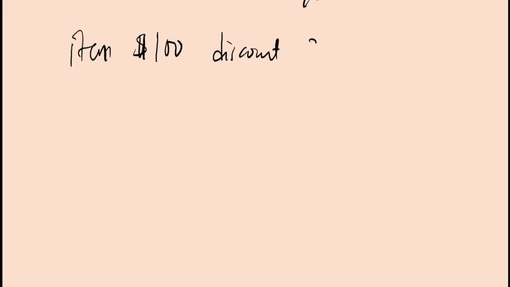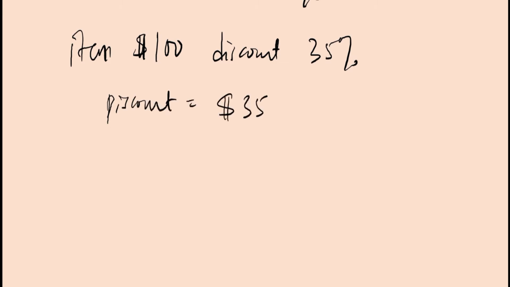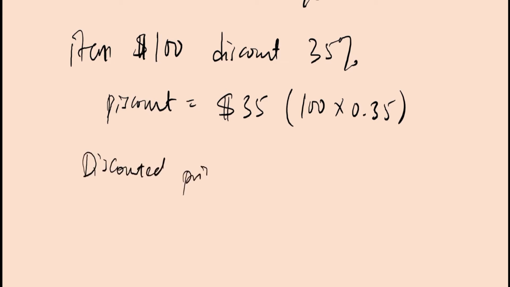So let's say, for example, an item that costs you $100 and is given a discount of 35%, and we would like to find how much is the item after discount. We first would like to find how much is the discount. So you know that the discount is $35 because you will take $100 multiplied by 35% discount. And then to find the discounted price or after discount price, we will take the original price, which is $100, deduct the discount price, which is $35, giving you $65.